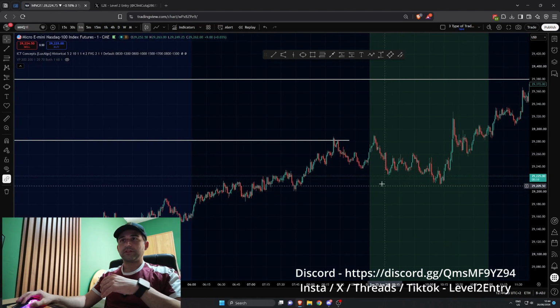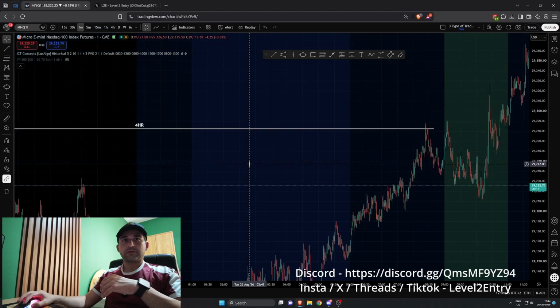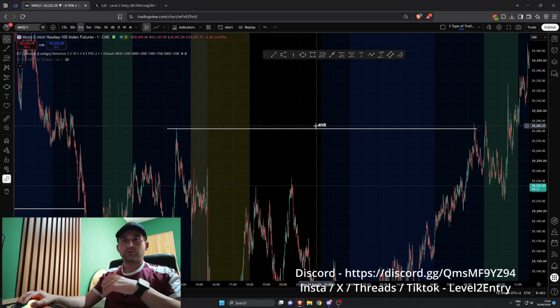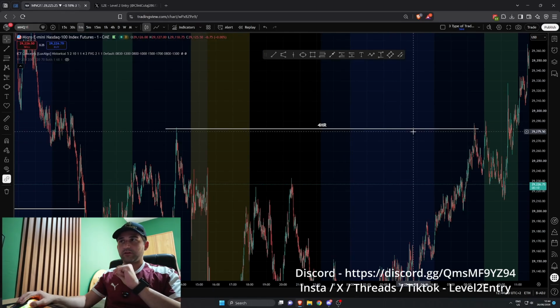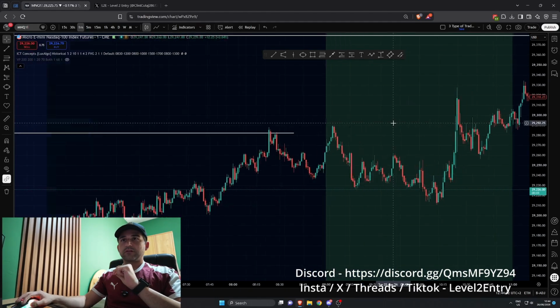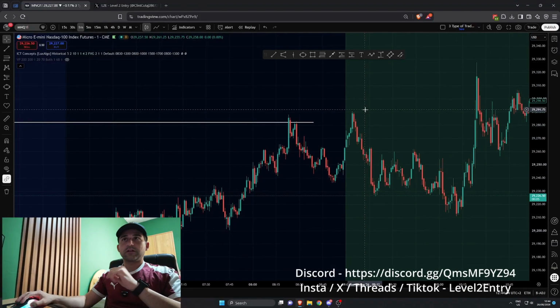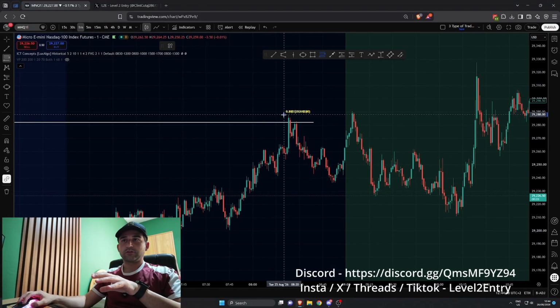So yesterday, this is the 4-hour liquidity that I have marked earlier. So as you can see, I didn't take any trade in the London session. I will plot the fib just to explain.